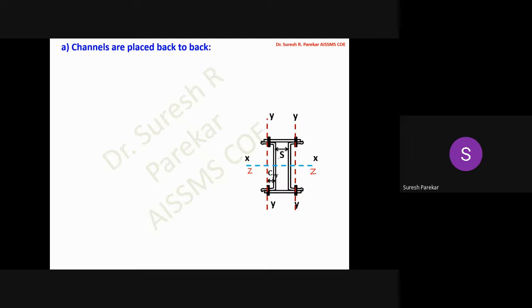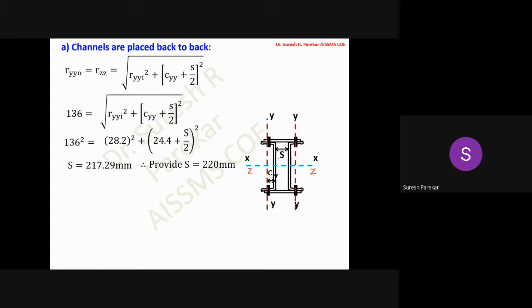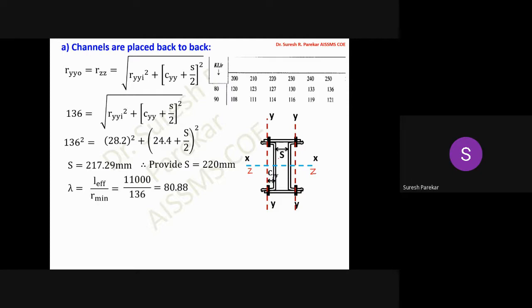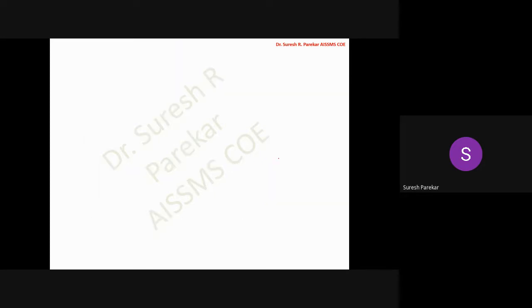Now we have decided we will keep our ZZ and our YY at least equal, or our YY should be greater than, and accordingly we can calculate the value of S, and by substituting these values we are going to get the value of S equal to 217.29 millimeters, and then we can provide S equal to 220 millimeters. And once I know the value of S, then I can go for lambda, which will be 11,000, which is L effective upon R minimum, which is 80.88. Again, Table 9C, because the buckling class for built-up column we have is C. And from this, we are going to get FCD 134.68.